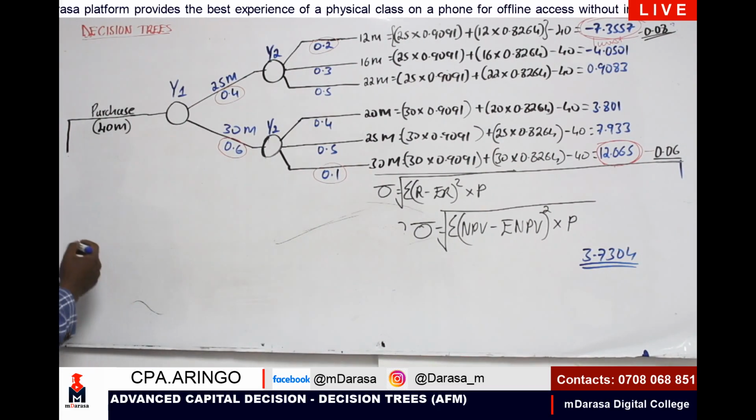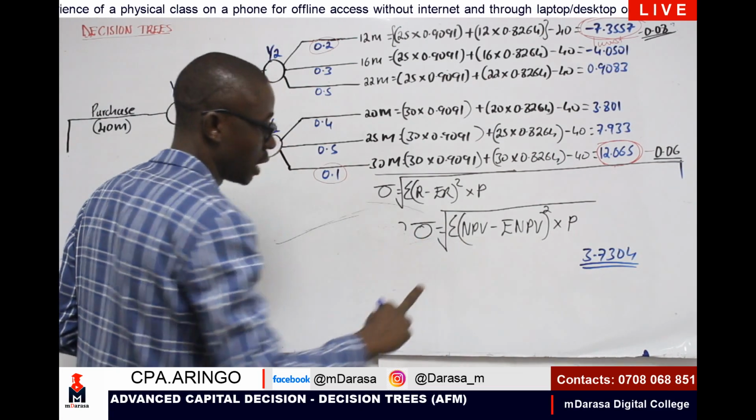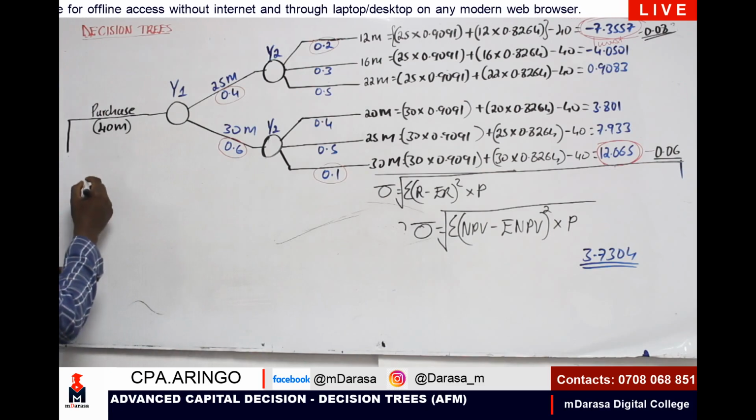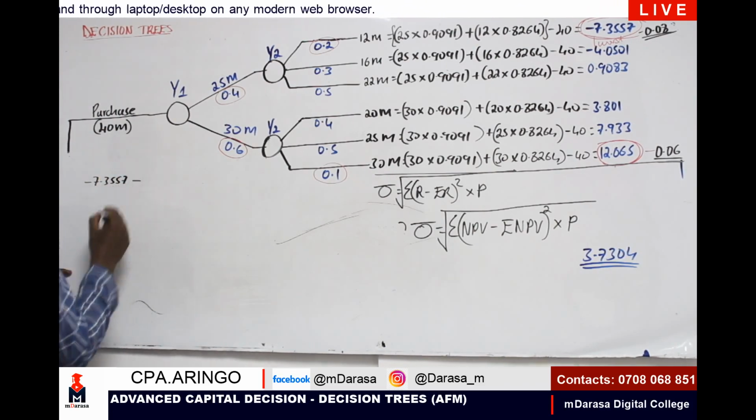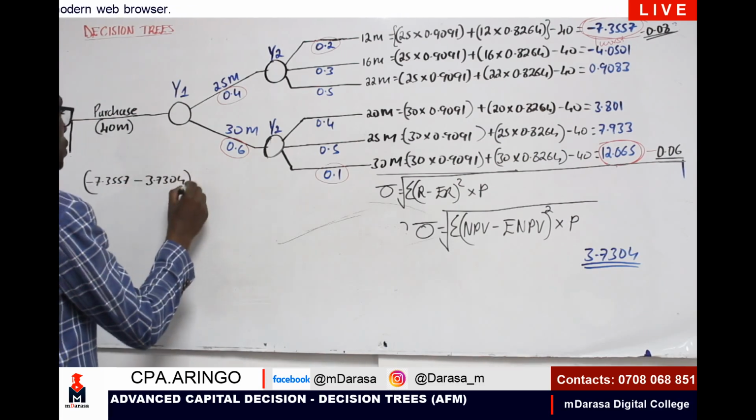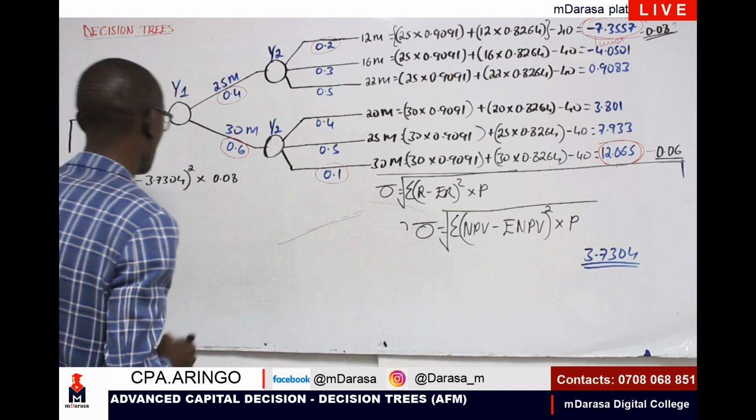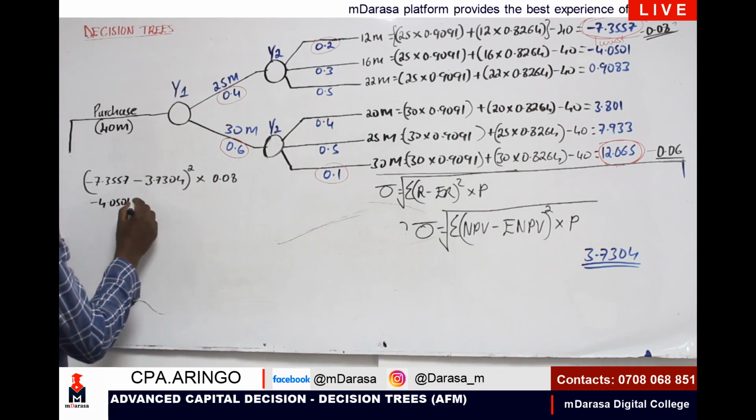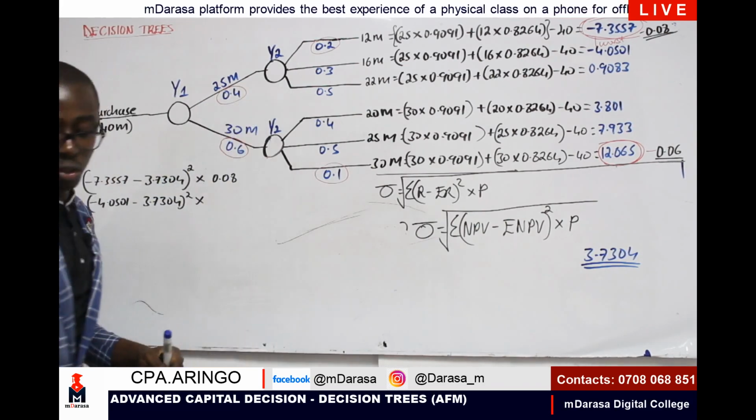So in this case, that should be, of course, our actual NPV minus expected NPV. We can start with our first branch. Actual NPV is negative 7.3557. We less our expected NPV 3.7304. We square this one. We multiply it by our joint probability, which was 0.08. We proceed to the next item. I'm having negative 4.0501 minus expected 3.7304. We square this one times our joint probability 0.4 times 0.3, we got 0.12.